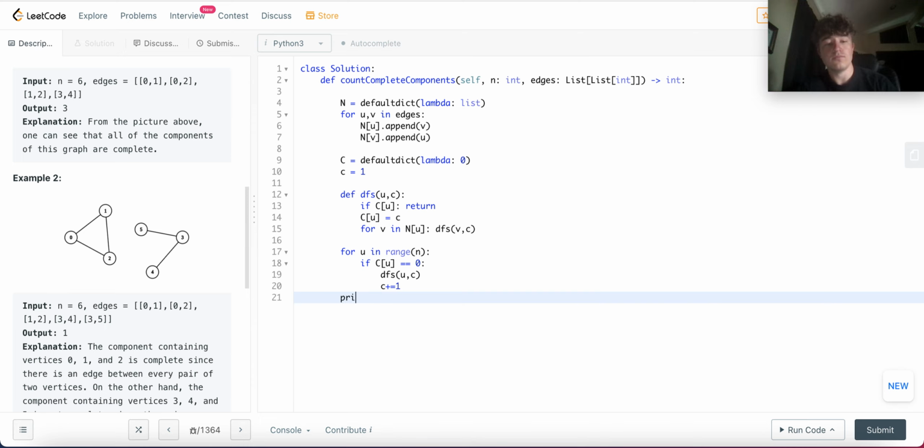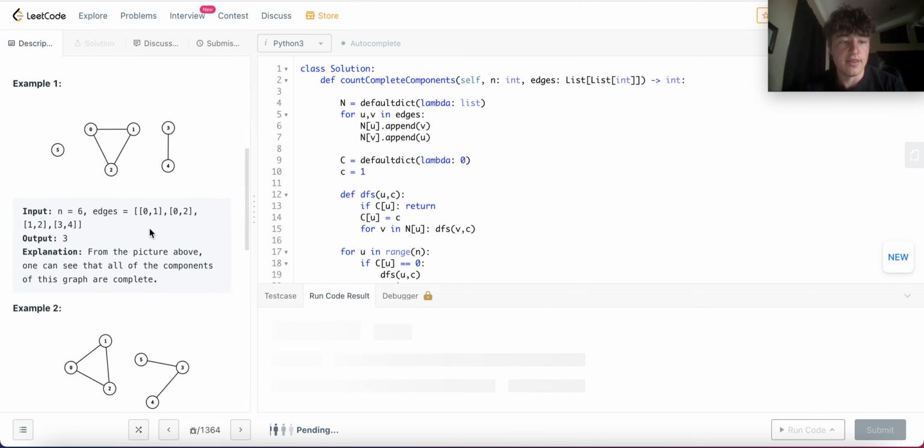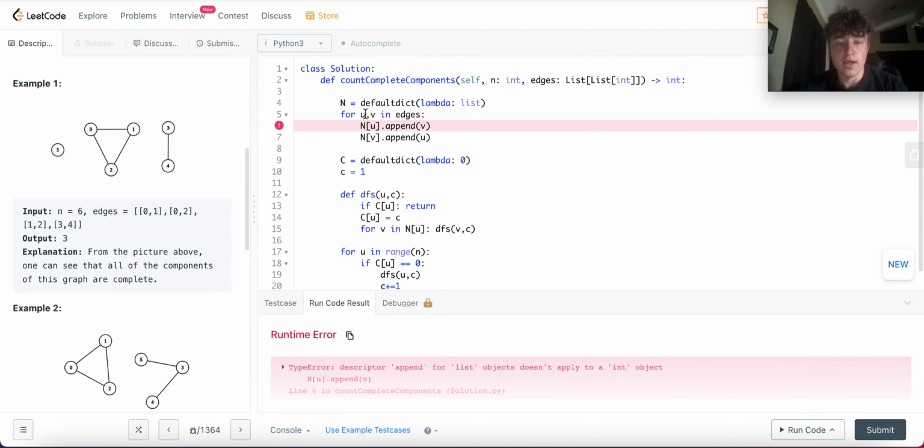All right. So when we do this, let's go ahead and print C so we can see this works for this example. In this example, we should see 3 colors, right? N of U, append V. What's the problem?